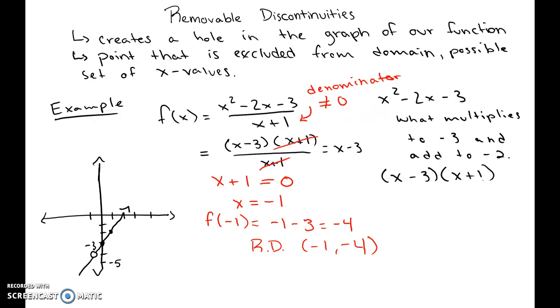Not a perfect sketch, but I'd say a valiant attempt. The important thing here is we have a removable discontinuity at negative 1, negative 4. We've got the basic sketch of our line, which starts at negative 3 and has a slope of 1. My x-intercept here is a little off, but let's just say that's it. So this is 3 where it intersects.